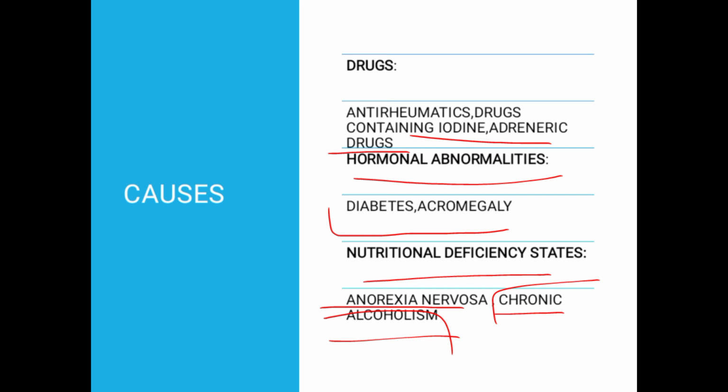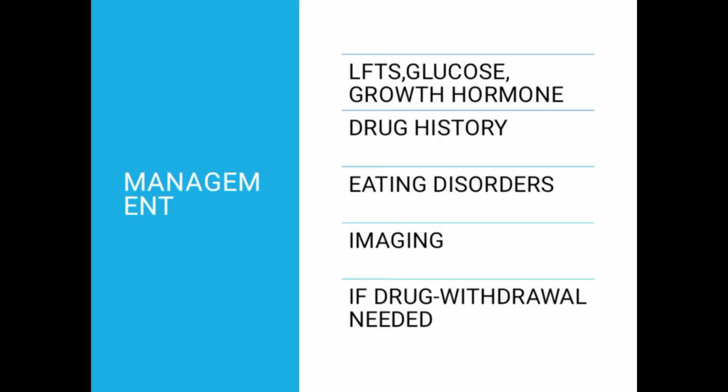Now, how to manage it. Do liver function tests and check the glucose level for diabetes. Check the growth hormone for any hormonal imbalance. Take a proper drug history, because antiemetic drugs, iodine-containing drugs, and adrenergic drugs also cause this. Ask about eating disorders like anorexia nervosa. Also do proper imaging.